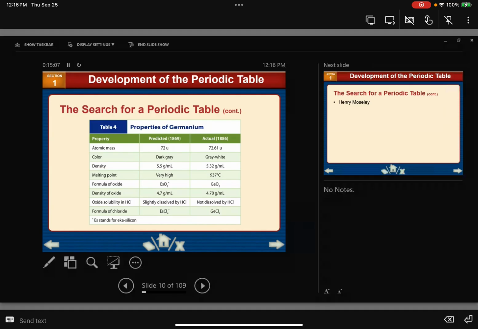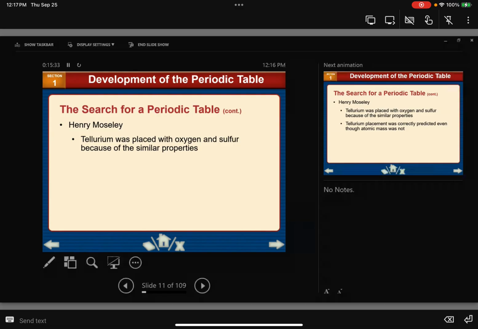He thought that it would be slightly dissolved by hydrochloric acid. However, it is not able to be dissolved by it. And then he also was able to predict what formula it would be when it combined to form a chloride. So without actually knowing of the substance, he was able to make a lot of predictions about it and was very, very close with it. And that wasn't the only one. There were other elements that he predicted as well.